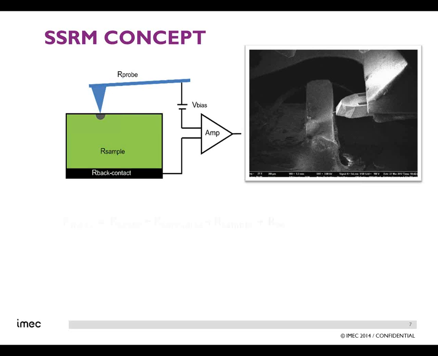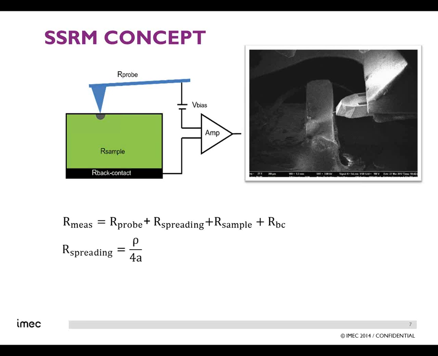So measuring a current for a certain bias voltage applied between probe and back contact is actually measuring a resistance. The total resistance, if you see the setup that is described here above, is the resistance of the probe, resistance of the constriction, which is called spreading resistance, resistance of the sample, resistance of the back contact. But what we want to do is to be in conditions where the spreading resistance is dominating over all other components, meaning having a conductive tip, good back contacts, but also having small size contacts.